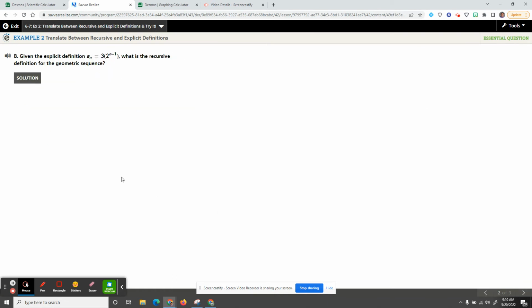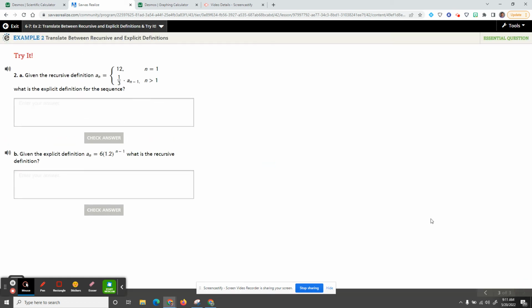Part B, we're going to go the opposite direction. So here's an explicit definition. We're going to go back to a recursive definition. Well, in that explicit definition, you have the first term and you have the common ratio, and that's all you need. So the first term is 3. The common ratio is 2. So in the recursive definition, the first term is 3. Any other term in the sequence is the common ratio of 2 multiplied by the previous term.